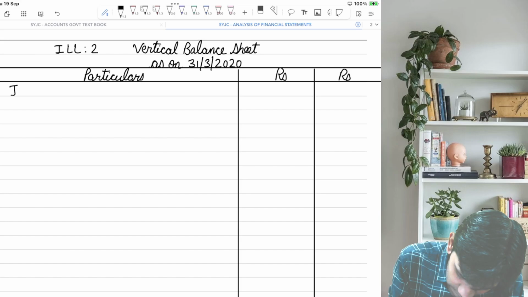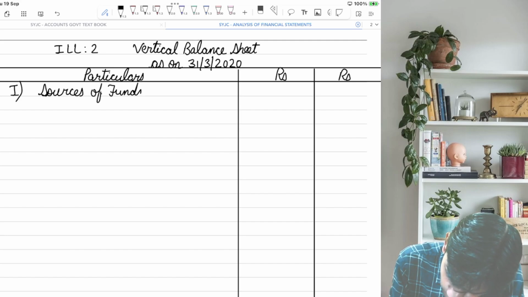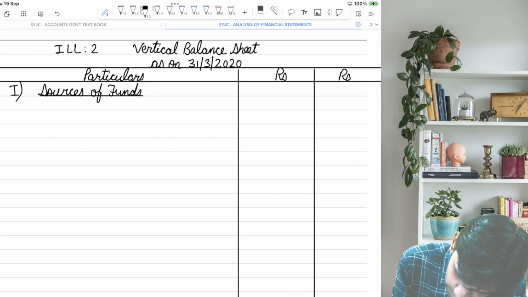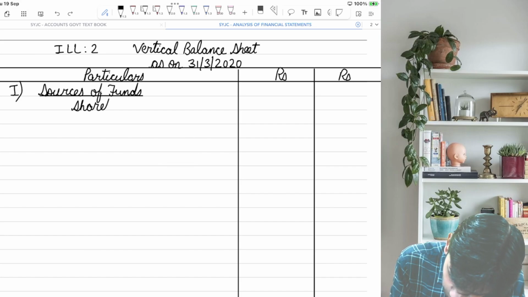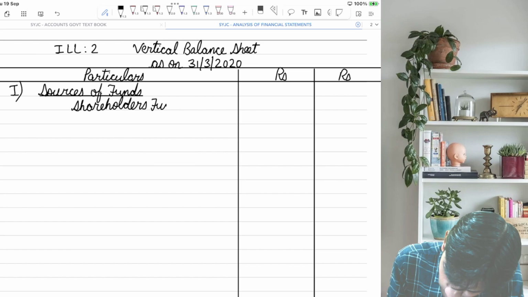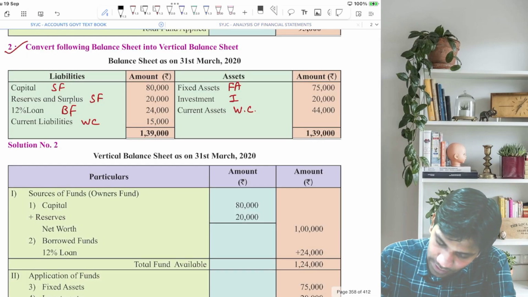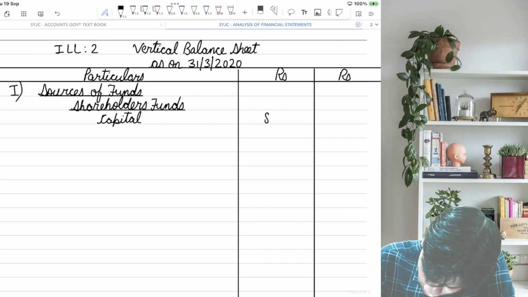Let's start again with the same pattern. Roman number 1, sources of funds. Exactly what we did. Below that, we'll write shareholders funds. Again, I'll repeat, you can use the word shareholders funds, owners funds, proprietor funds, anything. Below that, we'll write capital. How much capital they have given? 80,000. Add reserves.